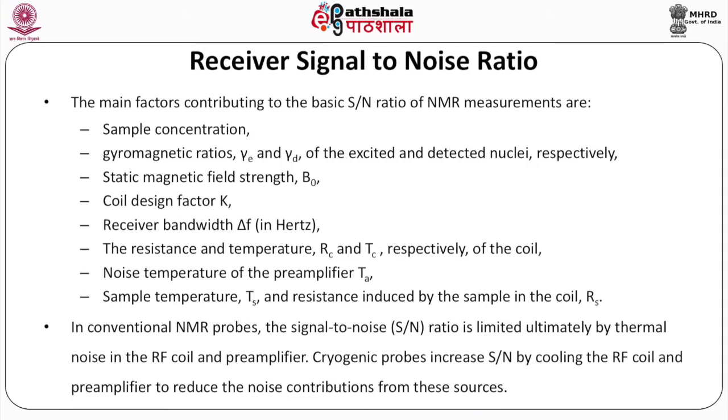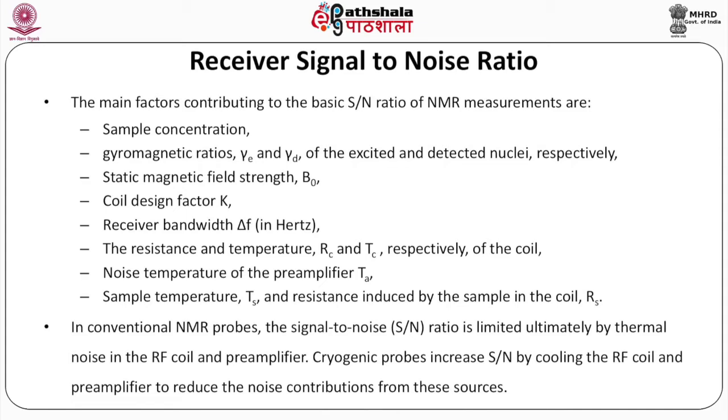Signal to noise ratio of the receiver. The main factors contributing to the basic signal to noise ratio of NMR measurements are the sample concentration. Higher the concentration, better the signal to noise. Gyromagnetic ratios gamma E and gamma D of the excited and detected nuclei respectively. This is for the multi-dimensional experiment. For a single pulse experiment, the excited and detected nuclei are the same, usually the proton. Static magnetic field strength B0. Higher the field strength, the better signal to noise ratio would be.